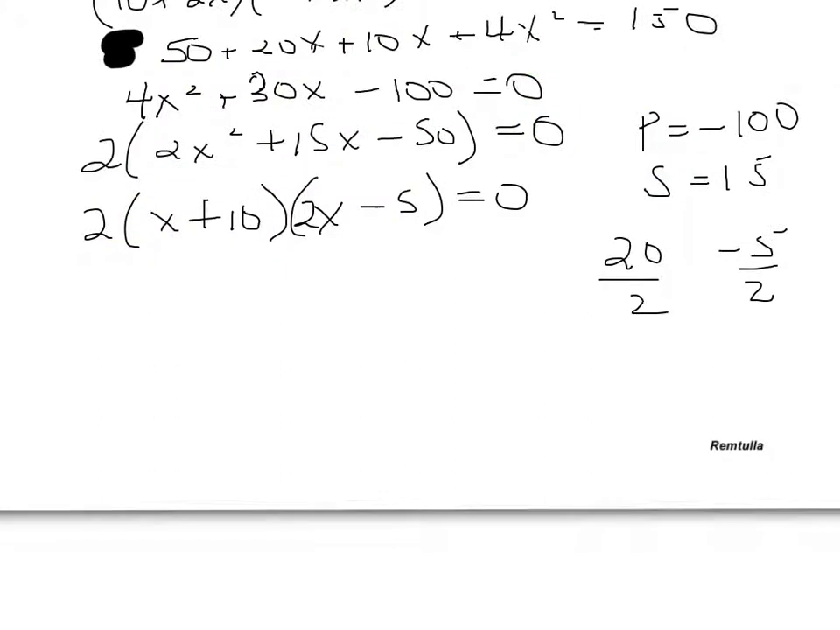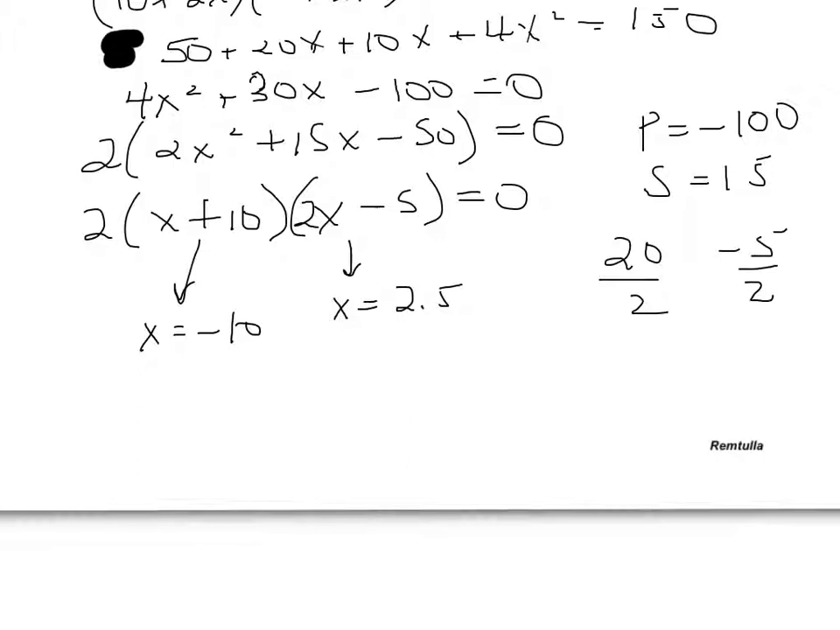So I decided to take out a common factor of 2. I found a product of negative 100 and a sum of 15. I found my two numbers. I divided by the constant, and I got my brackets. Well, this means that x is equal to negative 10, and x is equal to 5 over 2, which is also 2.5. Well, are both answers acceptable?